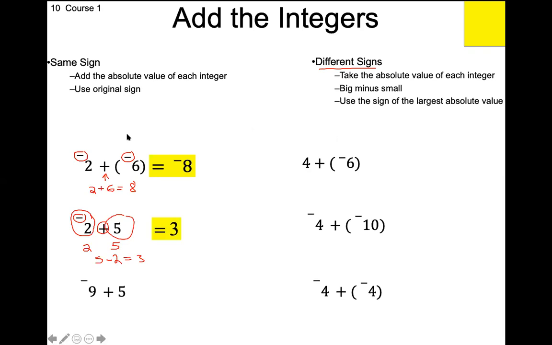Next one, different signs, negatives and positives. We take the absolute value of both. That would be 9 and a 5. For different signs, we subtract. 9 minus 5 is 4. We go back, we say more negatives or more positives. Negative 9, there's way more negative coins than there are positive coins. So the answer is negative 4.